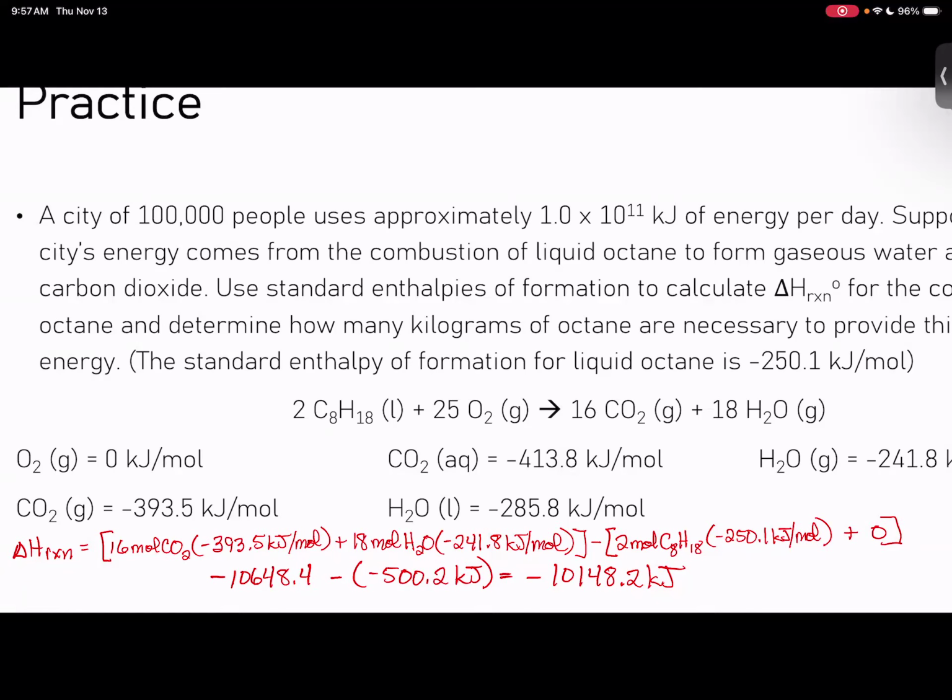And therefore, when I put it into the calculator, I got a negative 10,648.4 minus a negative 500.2, which meant it was a negative 10,148.2. Questions? Compared to Hess's law, this is easy. Hess's law, I expect to be the most challenging of the enthalpies of reaction.